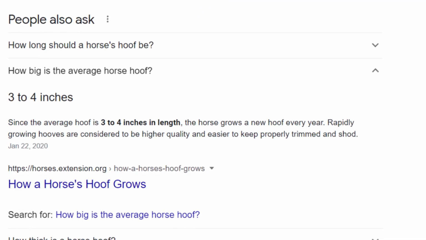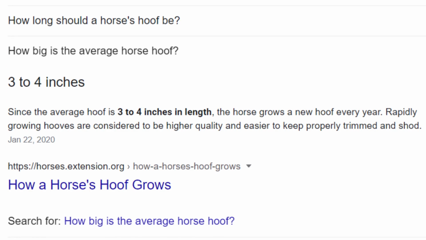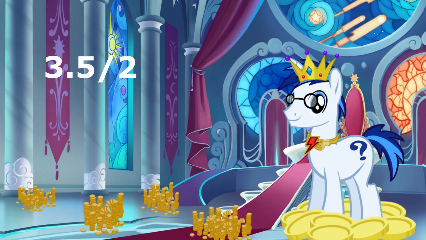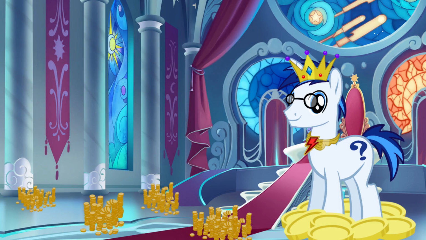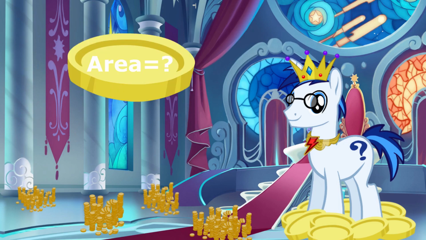Anyway, according to Google, the diameter of a horse hoof is an average of 3.5 inches in length. Now, split that number in two, and there you get the radius of a horse hoof, which is about 1.75 inches. Now, plug that number into the formula to find the area of a circle, which is pi times radius to the power of 2. Once you do that, you'll get about 9.621 inches squared. But that doesn't mean anything. We still have to know the area of a bit.